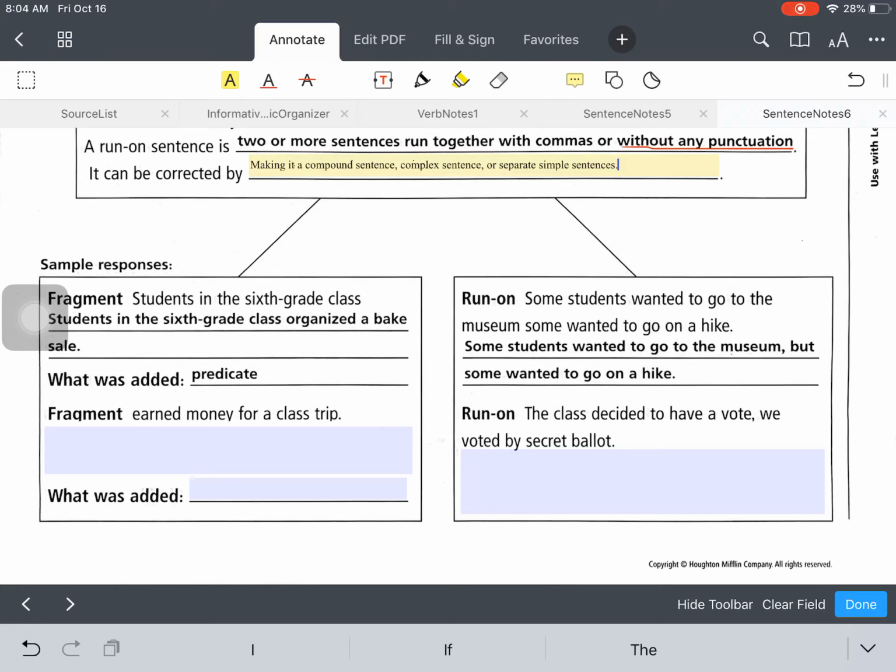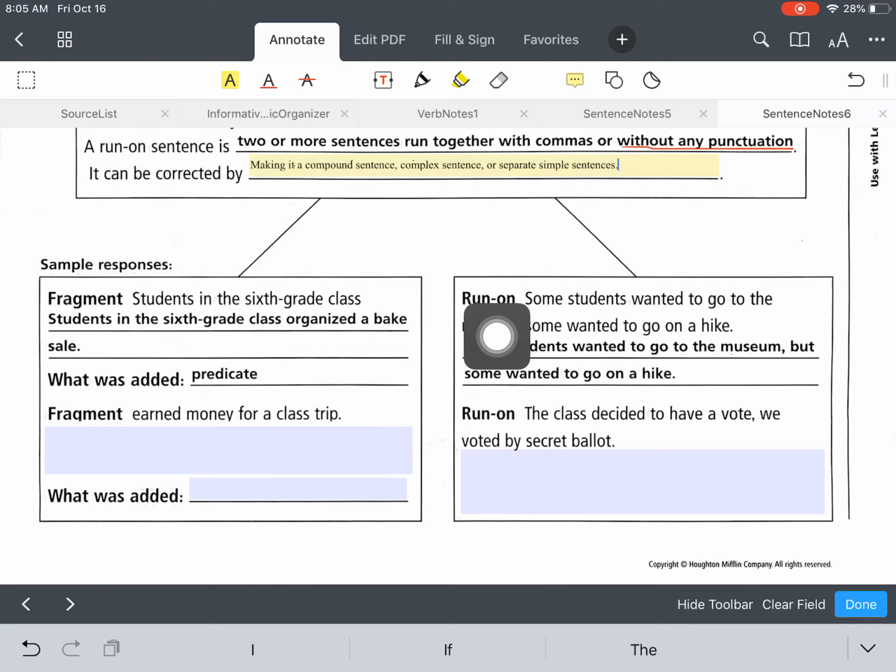So the first example of a fragment that they give us is students in the 6th grade. Okay, now students would be a subject. What I don't see here is a verb, so there is no verb. So to fix it, we could say students in the 6th grade class organized a bake sale. So then you added this verb, organized, and so you added a predicate.